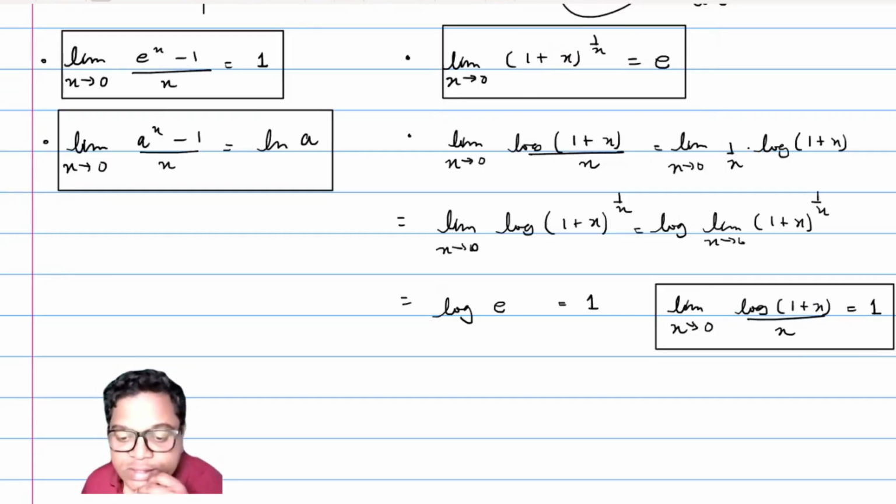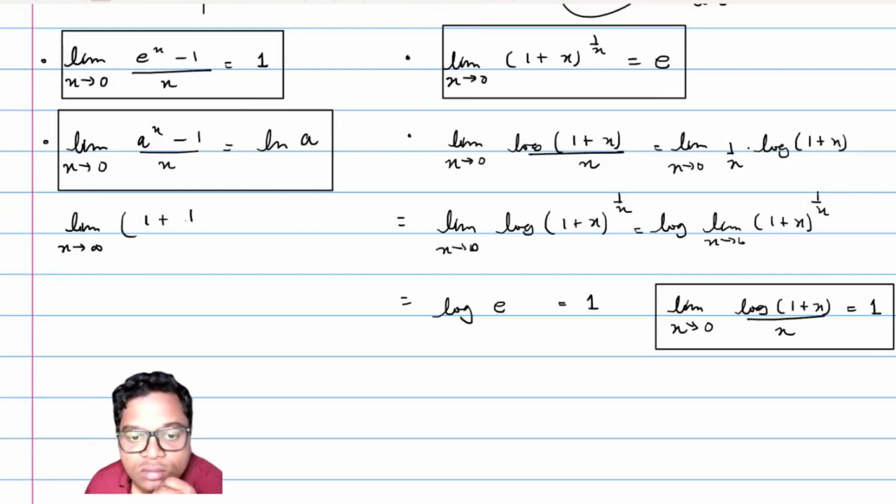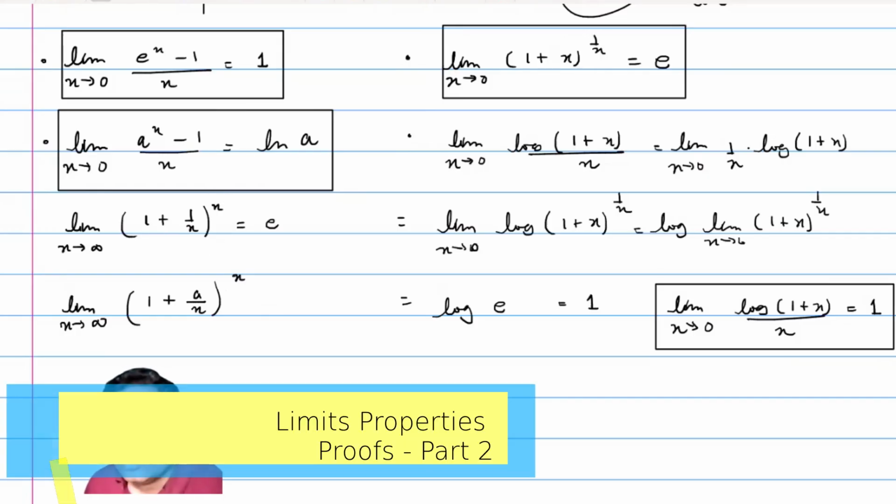Okay, what else is there? If it is approaching infinity, then (1 plus 1 over x) raised to x, this is e. Okay, so we can compare it to this. And so over here, the next property is limit x tends to infinity, (1 plus a upon x) raised to x. So remember, the reciprocal is here. Okay, here also there is a reciprocal.